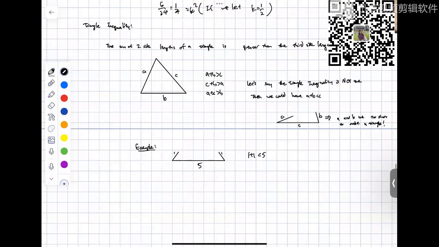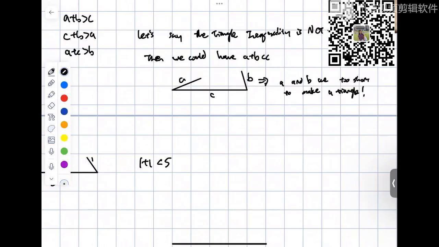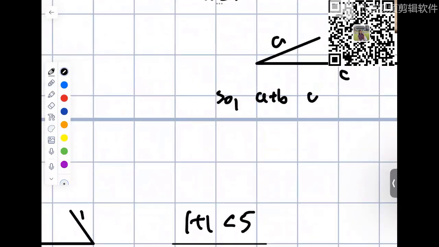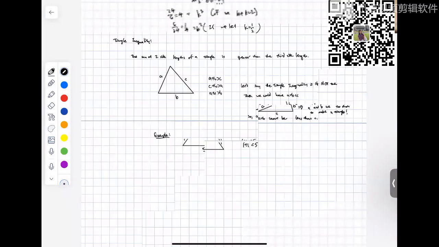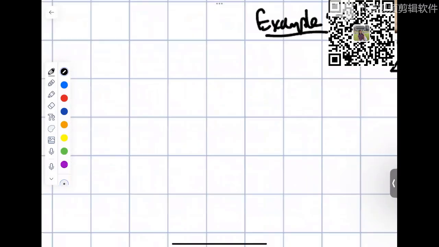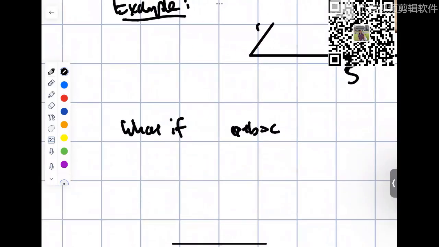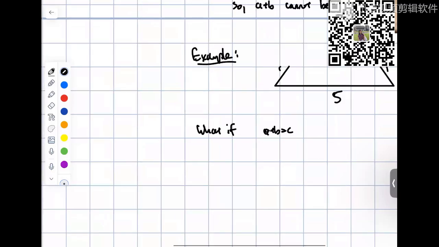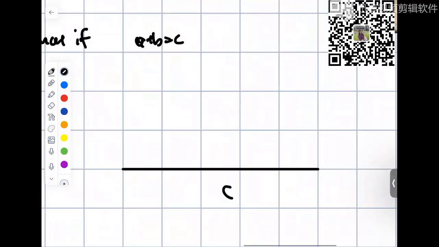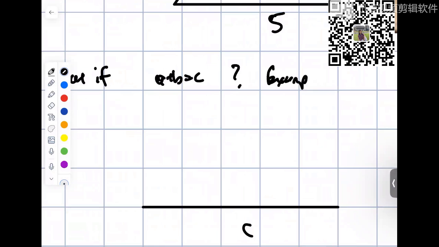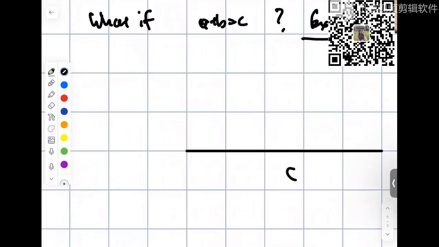And in the case where A plus B cannot be less. But let's also see what if A plus B equals C. Because technically then A plus B would still not be greater than C, right? If A plus B equals C, A plus B is not greater than C. But then you would basically get a line.